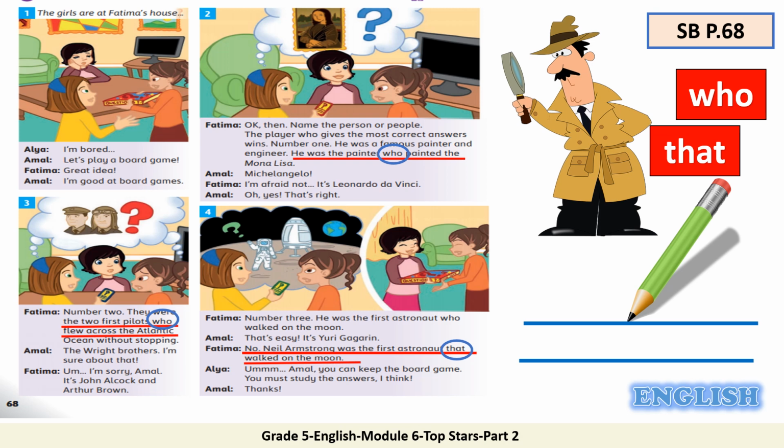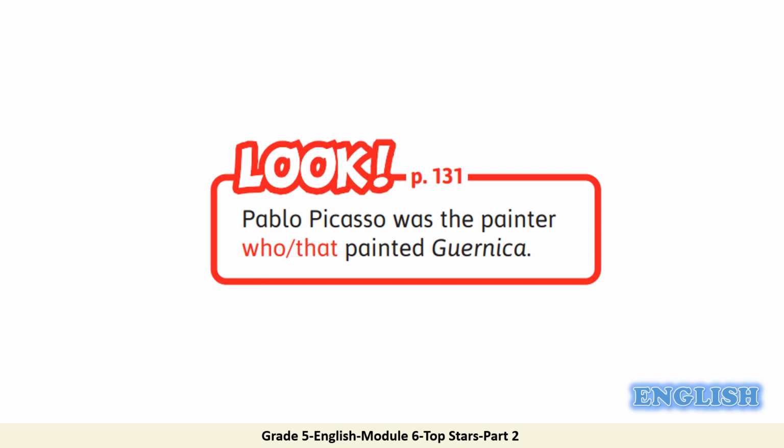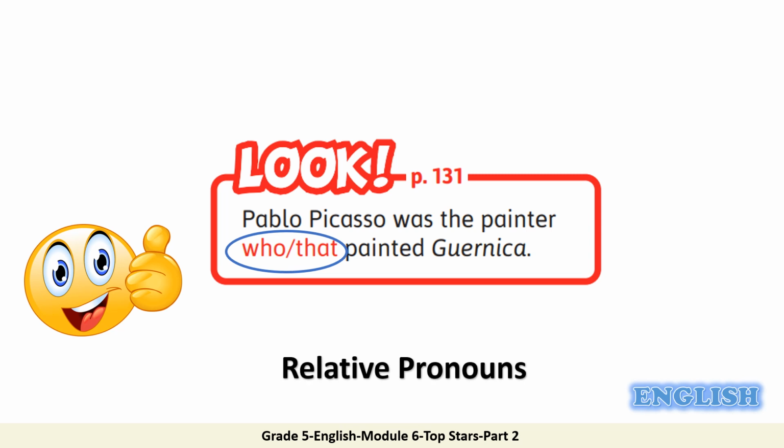Now, look at the sentences and look at the words who and that. What do you think they mean? Guys, move to page 69 and try to find the look box, the red one. It shows the grammar rule for today. Did you find it? Yes, this one. Look at the two words in red color, who and that. We use who and that to introduce relative clauses. We call them the relative pronouns.